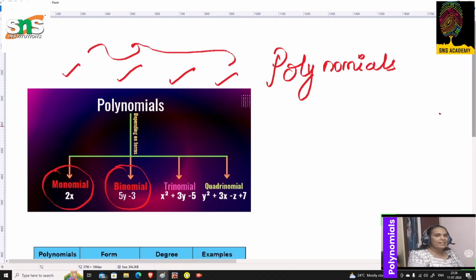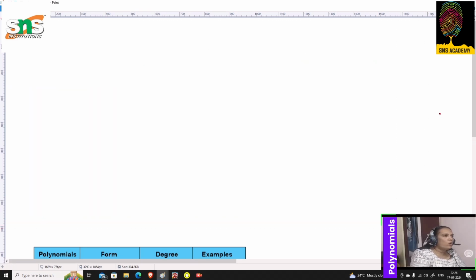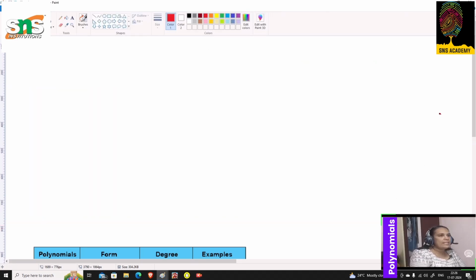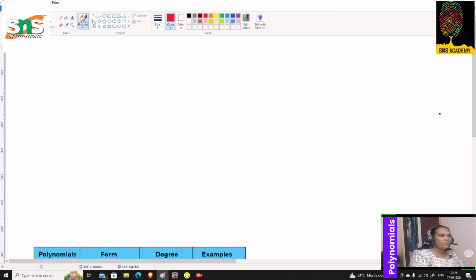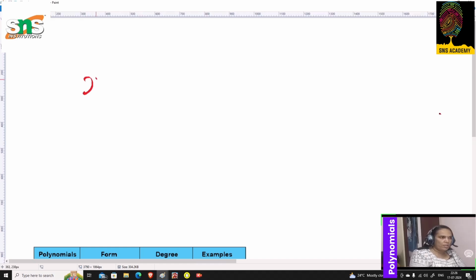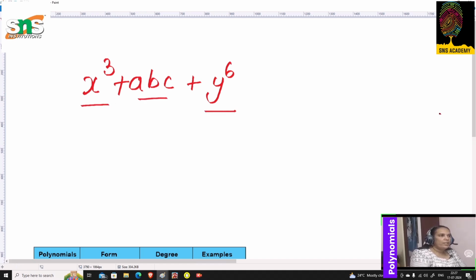Before going to the next class, let's recall the degree of the polynomial. When we ask professional people what their qualification is, they will always say their highest degree. Whatever degree they got in the highest education, that only they will say. The same thing here in a polynomial: it may have any variable, any power. We check which is the highest power.